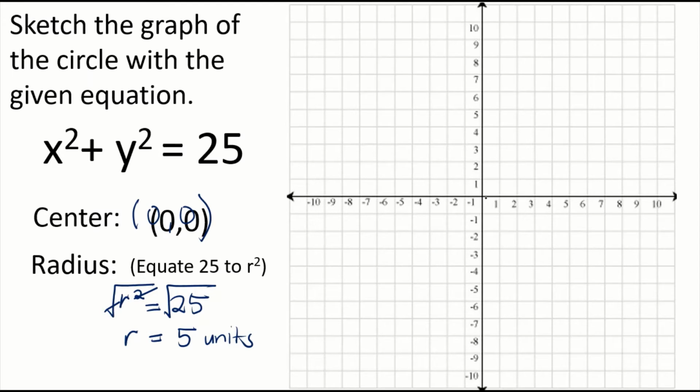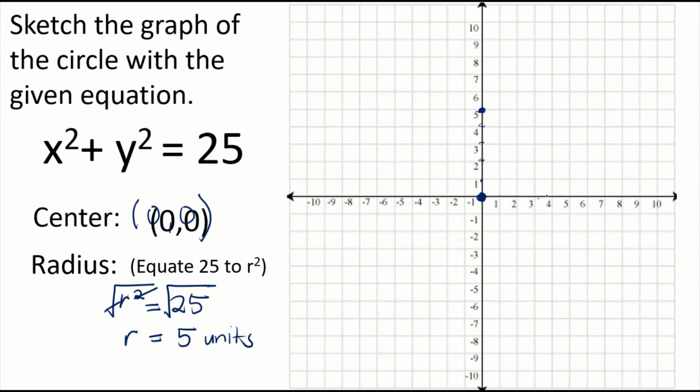Okay? So, to graph this, first plot the point dun sa ating circle. So, dito, ang point natin or center natin ay nasa origin. And then, after that, count 5 units mula sa nakuha nating radius, pataas, pababa, to the left and to the right. So, we have 1, 2, 3, 4, and 5. So, this is our first point for the circle.